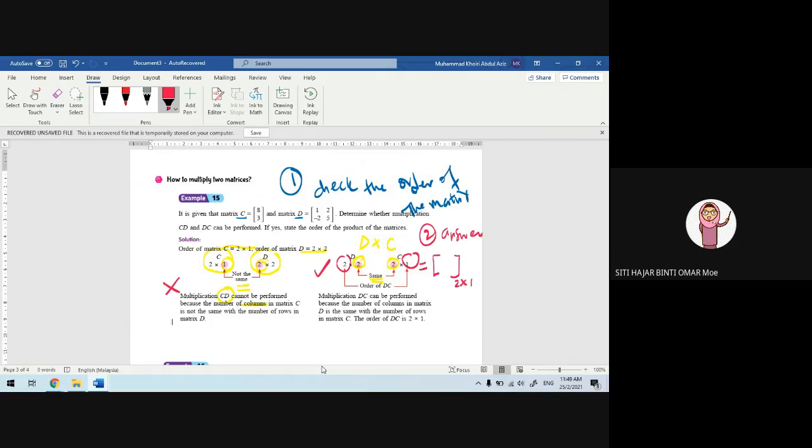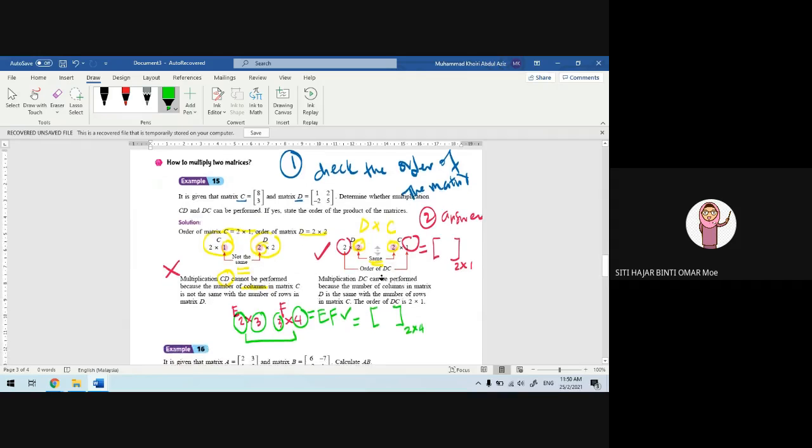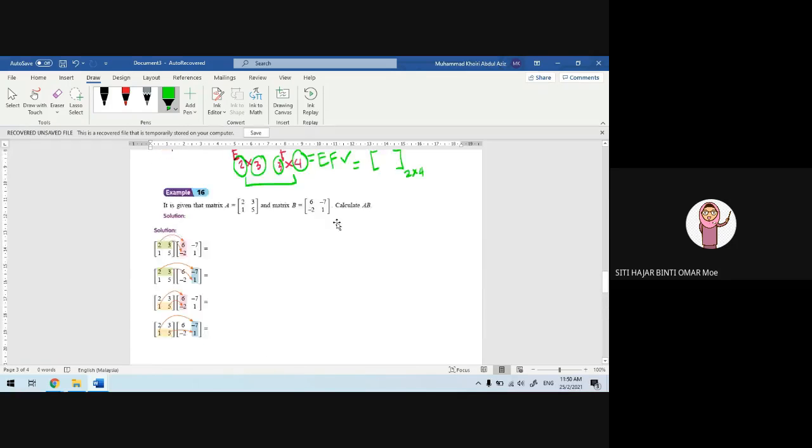Okay, so if you have E, for example, E is 2 by 3, F is 3 by 4. Okay, first we check here. So they have the same number, so the multiplication can be performed. Okay, so your answer should be in a matrix of the order 2 by 4. Okay, alright. Now we go to example 16 here.